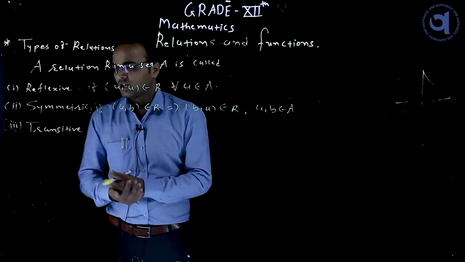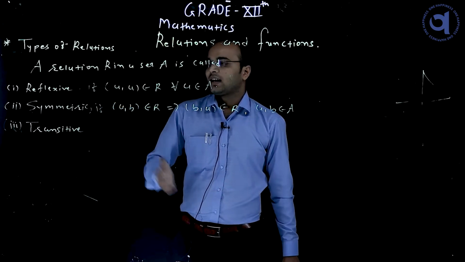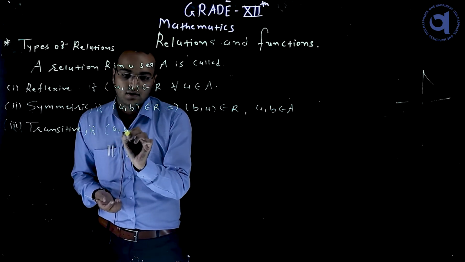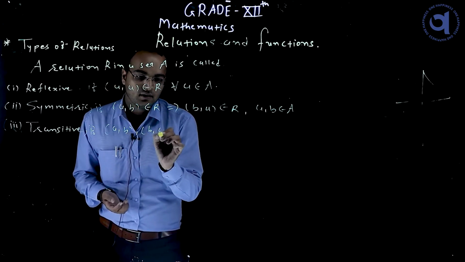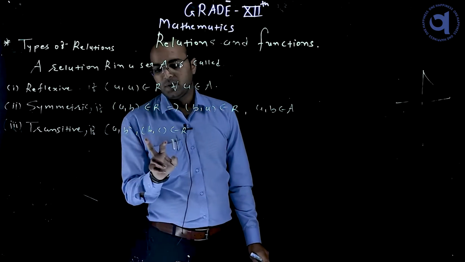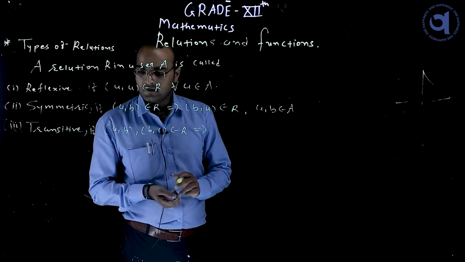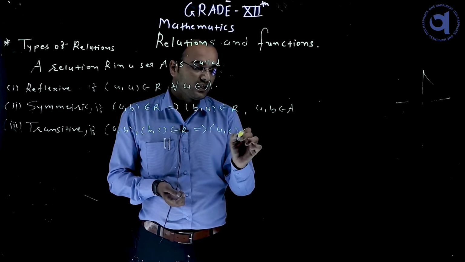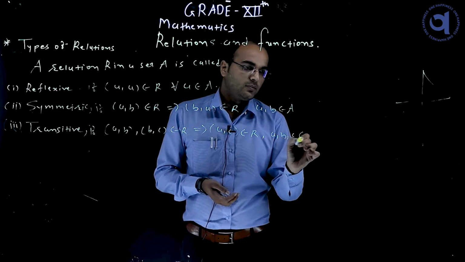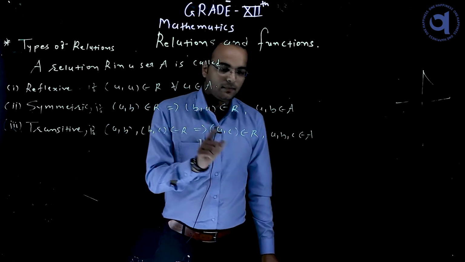Okay, and now the third one is what? Transitive relations. A relation R on set A is called transitive if, suppose there are two ordered pairs (a, b) and (b, c) belonging to R. Then what happens? Then (a, c) belongs to R, for a, b and c belonging to the given set A. If (a, b) belongs to R and (b, c) belongs to R, implies (a, c) belongs to R.